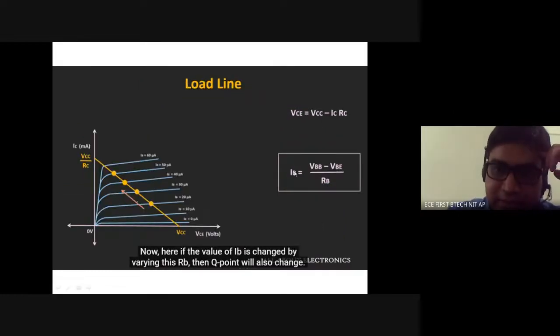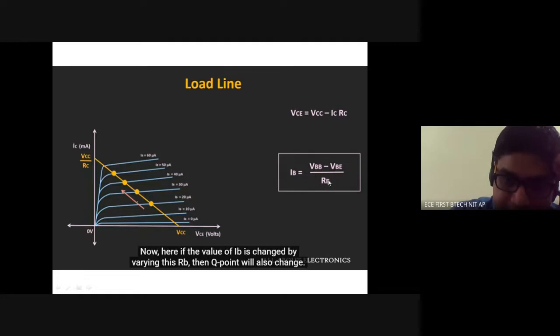Now, if you can see here, the different operating points I have denoted here. Why is it so? This base current is greatly dependent upon RB. If there are slight changes in RB, that will affect the base current here, and if there is a change in the base current, the collector current will also change.